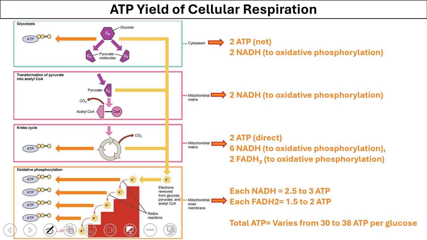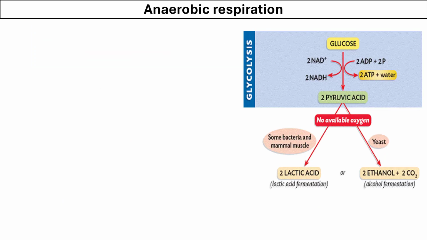In the electron transport chain, each molecule of NADH produces 2.5 to 3 molecules of ATP, and each molecule of FADH2 produces 1.5 to 2 molecules of ATP. Thus, the net production of ATP can vary from 30 to 38 molecules of ATP per molecule of glucose, depending on the efficiency of hydrogen ion potential built across the inner membrane of mitochondria. Now, what we have studied till now is the aerobic respiration in which oxygen was used.